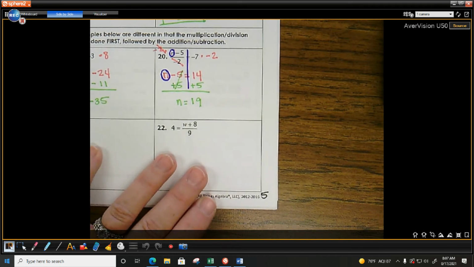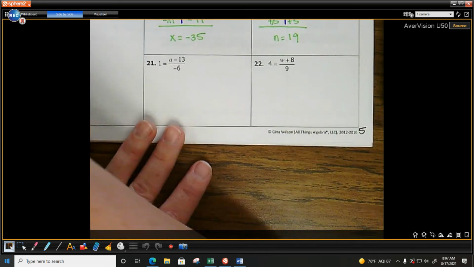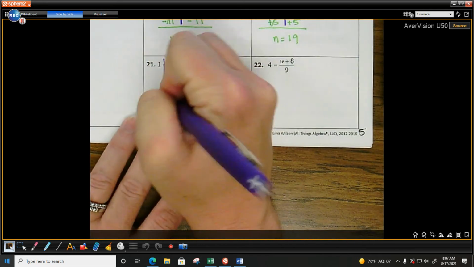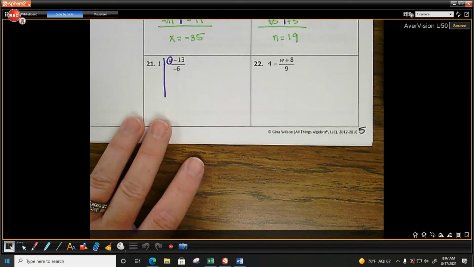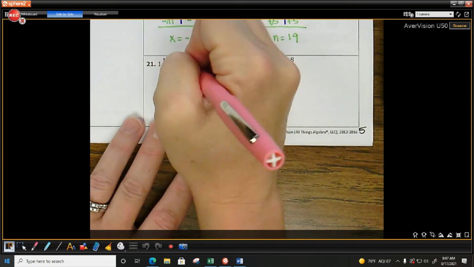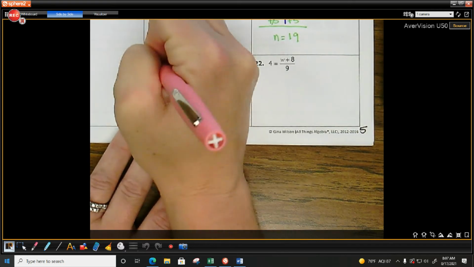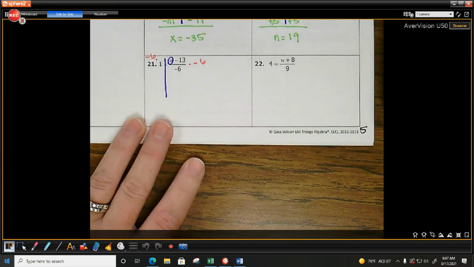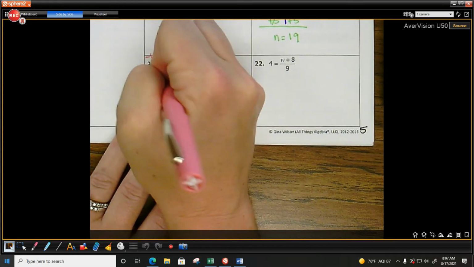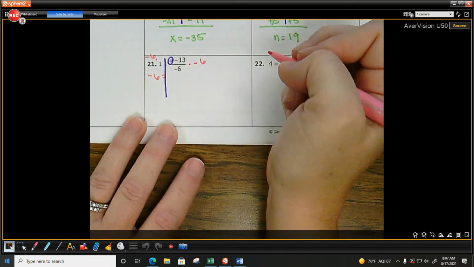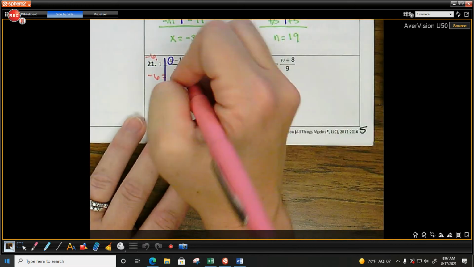Look at number 21. Draw your line through the equals, circle your variable. What are we going to do? Get rid of the big denominator, which is negative 6 times negative 6. What's negative 6 times 1? What happens with the negative 6? Divide by negative 6. They cancel. A times negative 6 and a divide by negative 6 cancel. So I have my a minus 13.